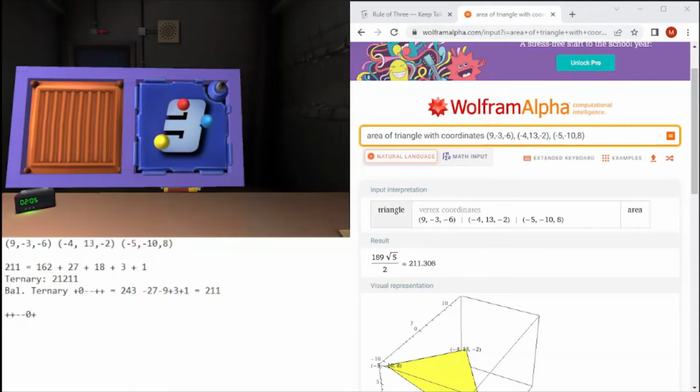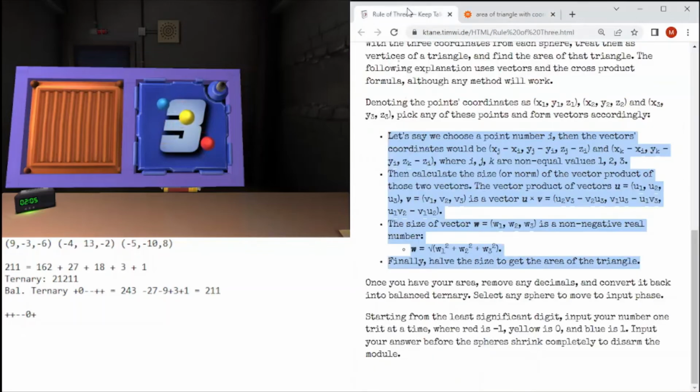And then if we just look back at the manual here, it's very straightforward. Plus is blue, 0 is yellow, and red is -1, a minus. So this plus plus minus minus 0 plus is really blue, blue, red, red, yellow, blue. So that is what we have to input into the module to solve it.